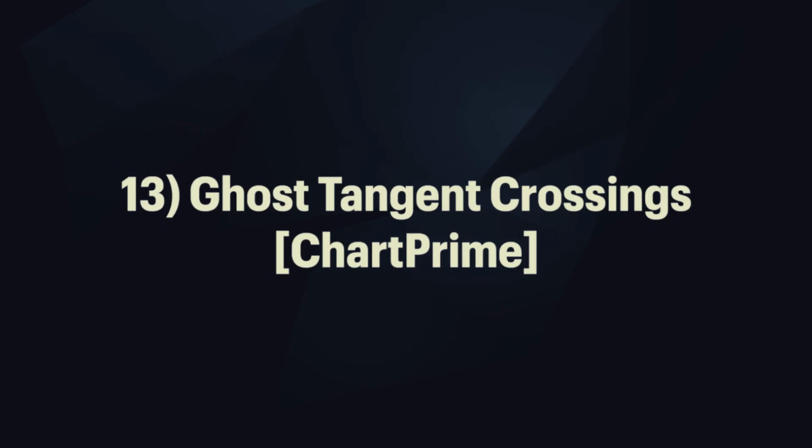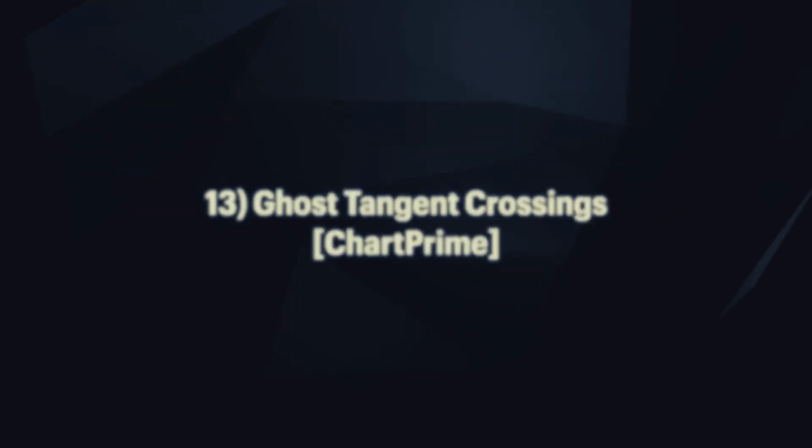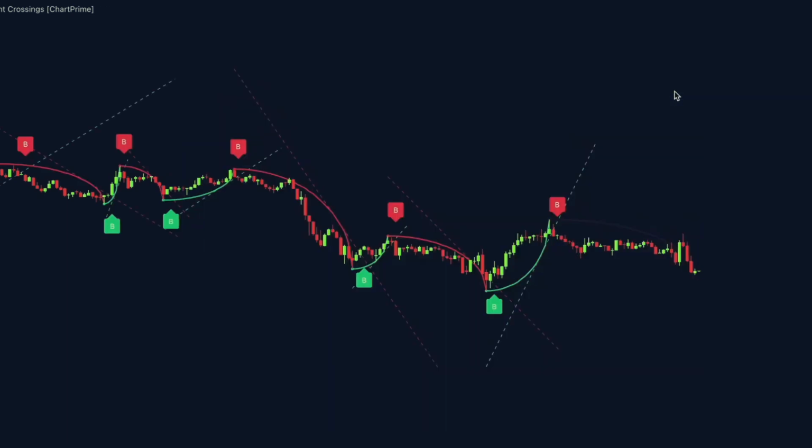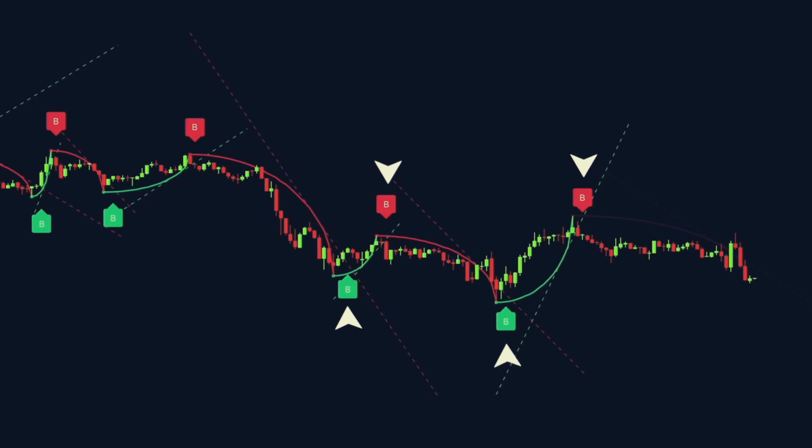Next up on my list is Ghost Tangent Crossings by Chart Prime. Ghost tangent crossings is a revolutionary way to visualize pivot points and zigzag patterns that utilizes ellipses. This indicator ensures each pivot is plotted from high to low, ensuring a correct zigzag wave pattern.